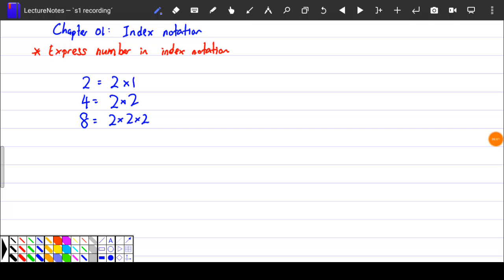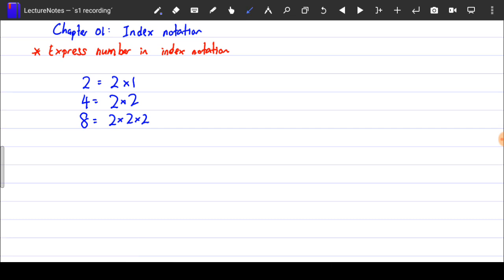Alright, in the previous video, you learned to differentiate between prime number and composite number. In this video, we will learn how to express number in index notation. So for example, I have 2. We know 2 is equals to 2 times 1. 4 is equals to 2 times 2. 8 is equals to 2 times 2 times 2.